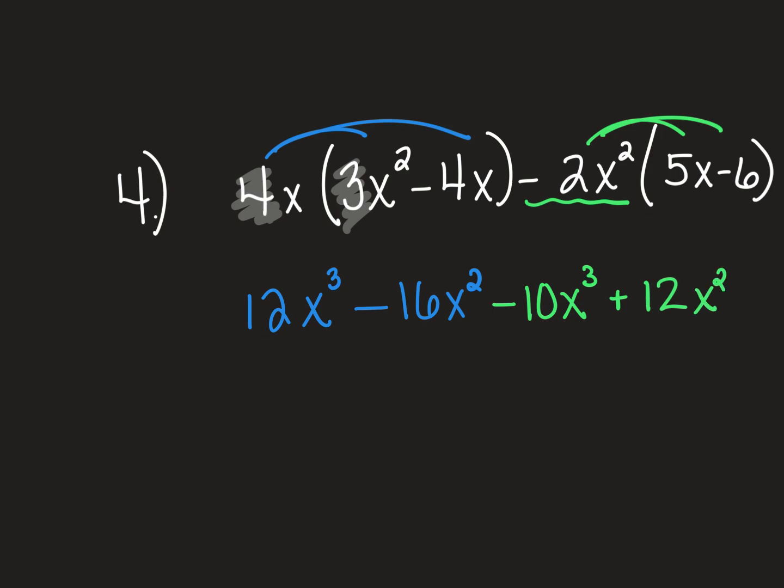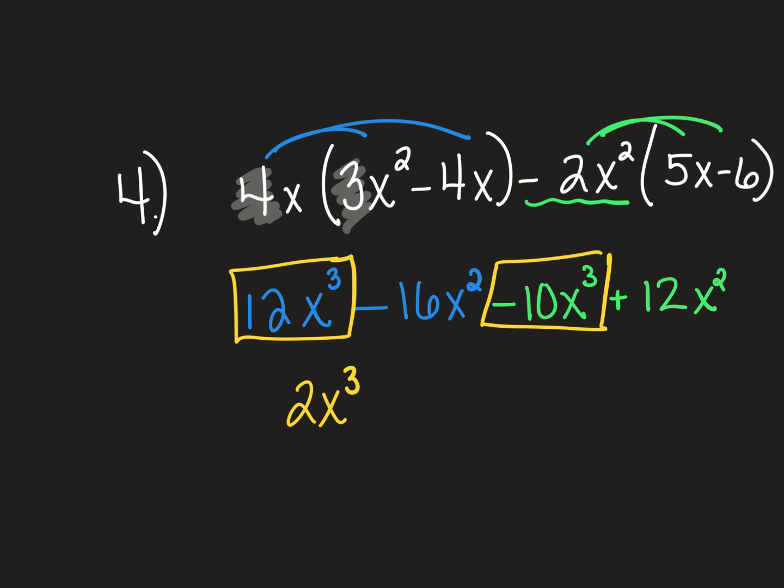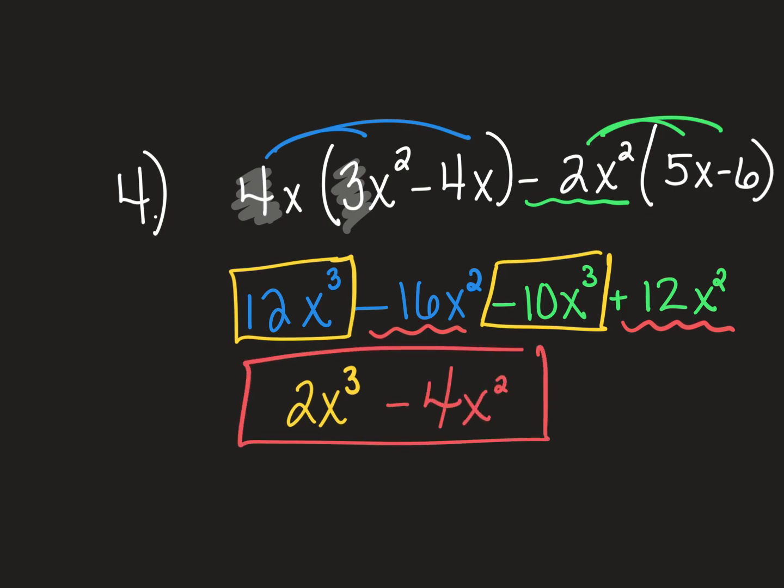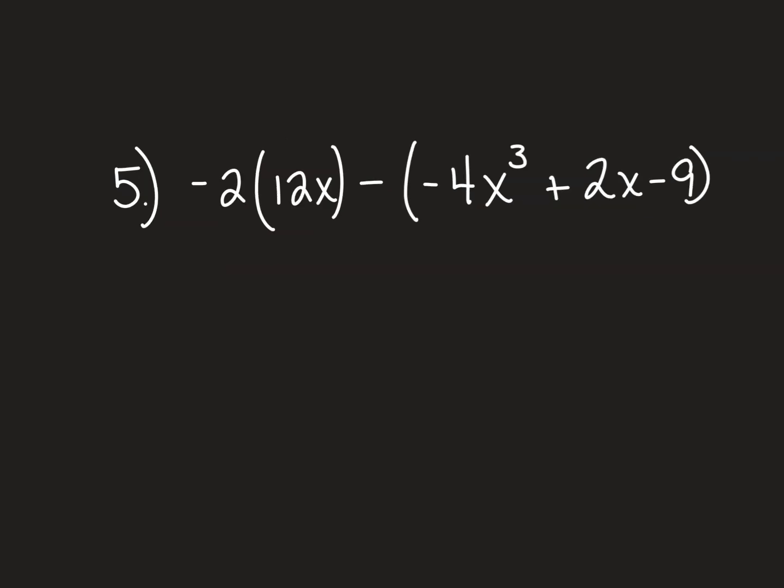Next, I'm going to look for like terms. So I have 2 cubic terms, and 12 minus 10 would be 2 x to the third, and then I have -16x squared plus 12x squared would be a -4x squared for my final expression. So I'm left with a cubic binomial. Why don't you pause and see if you can do number 5 without me?